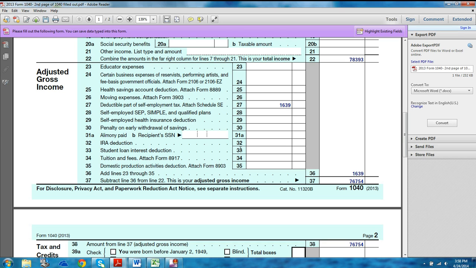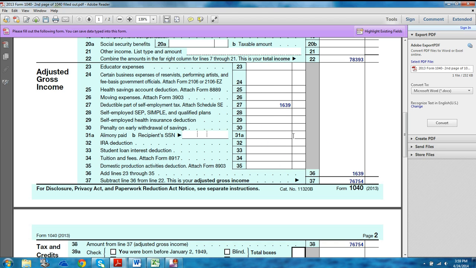Let's see, student loan interest. You can deduct interest you paid during the year up to a certain limit for student loans. Tuition and fees, you can take a deduction for tuition you pay, but usually you're going to want to claim the credit, which I'll go over in a minute. If you can claim the credit, it is most of the time going to be more beneficial than claiming the tuition and fees deduction.